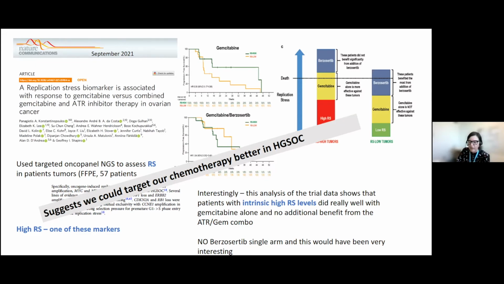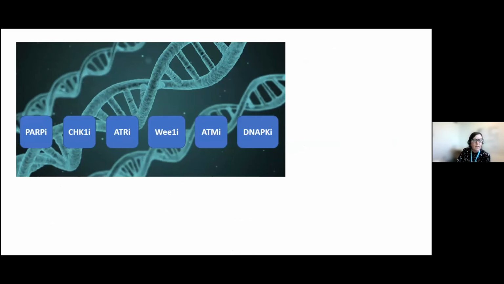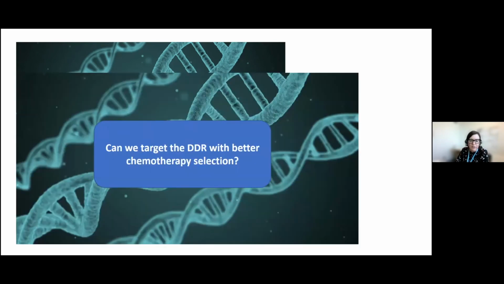And this is the next thing that I want to talk about. So we've talked about DDR inhibitors, PARP inhibitors, CHEK1, ATR, and obviously WEE1 is part of that axis. But what about chemotherapy selection? Can we target the DNA damage response in gynecological cancers just with our chemotherapy by better selection?